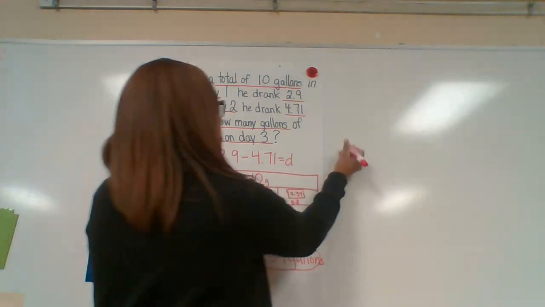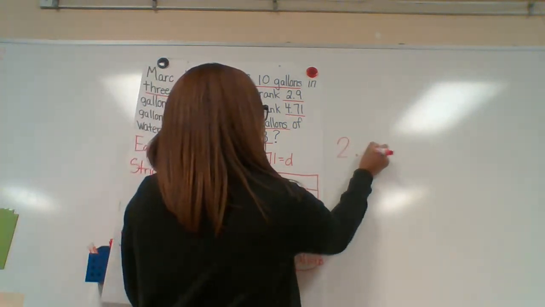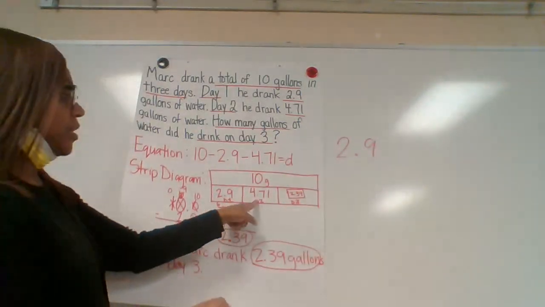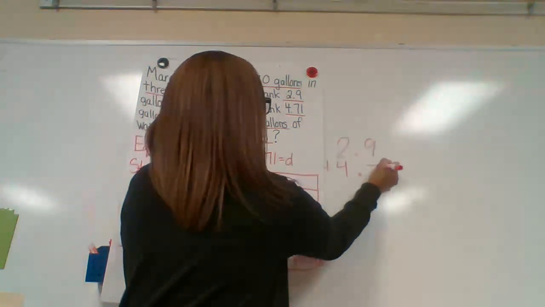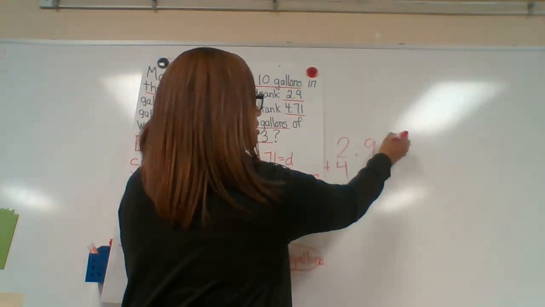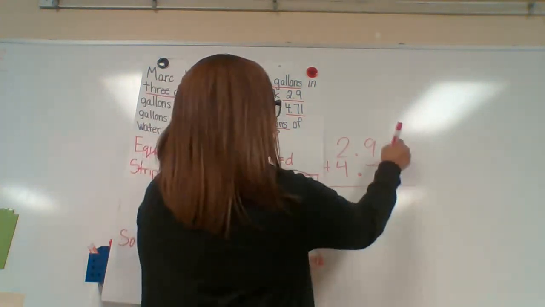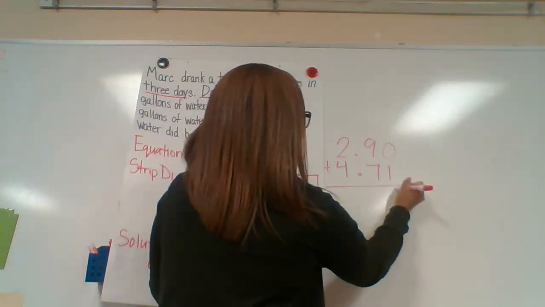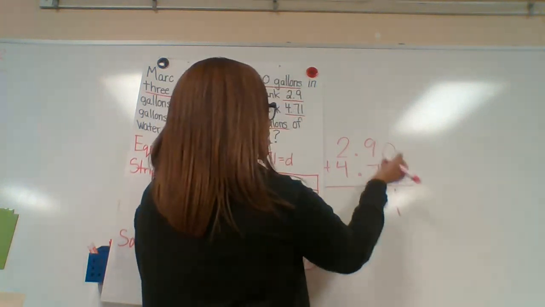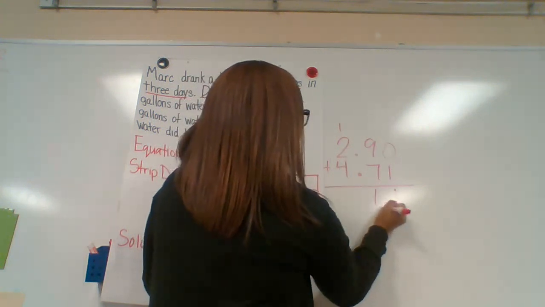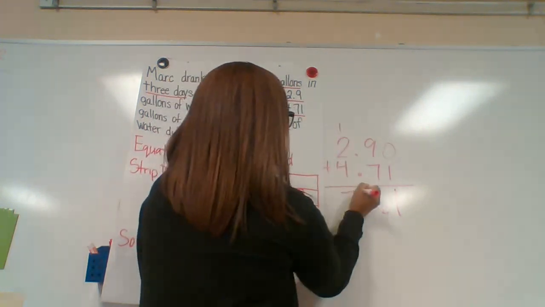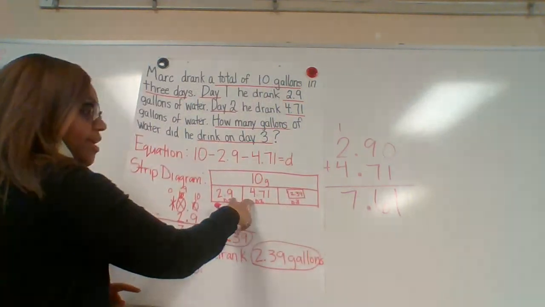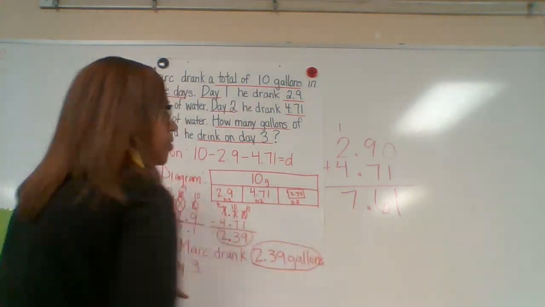So I can say 2 and 9/10 plus 4 and 71/100. I'm going to fill in my 0. When I add that, I have 0 plus 1 gives me 1. 9 plus 7 gives me 16. I'm going to regroup, keep my decimal. 4 plus 2 plus 1 gives me 7. So day 1 and day 2 combined, I have 7 and 61/100.